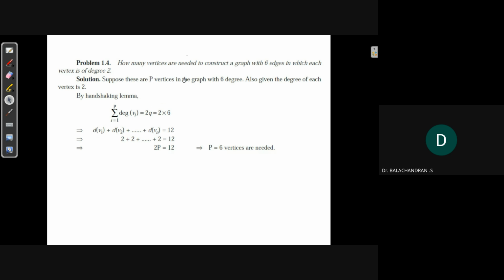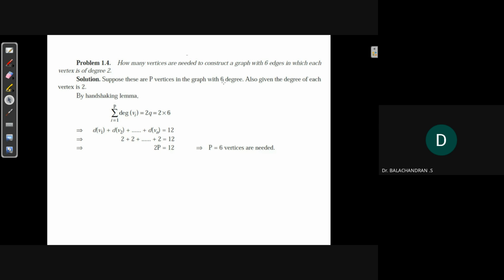So I'll write degree of v1. I'll take there are p vertices in the graph with 6 edges. Okay, there's a typo because they gave only 6 edges in the question, but each of the vertices is degree 2 only. Okay, suppose there are p vertices in the graph, with you can write what?